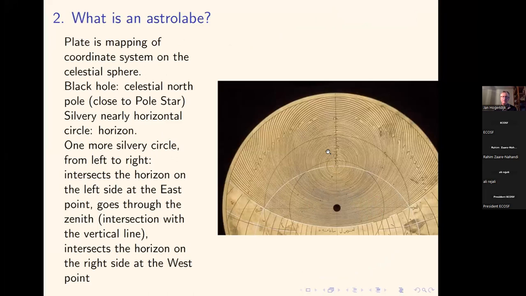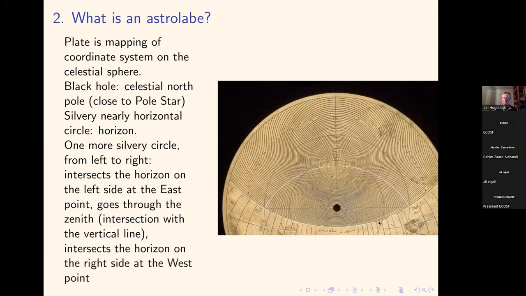So what is an astrolabe? Well, let's first look at this very complex plate that was engraved by Al-Haddad. Basically, what we see here, this silvery circle here, is the horizon. That is to say, it is a projection of the horizon, because of course we have to do something with the celestial sphere. The astrolabe is not a sphere, so we have to map the circles on the celestial sphere onto the plane of the astrolabe. And this is the mapping of the horizon.